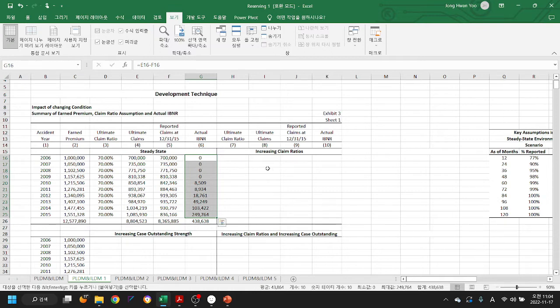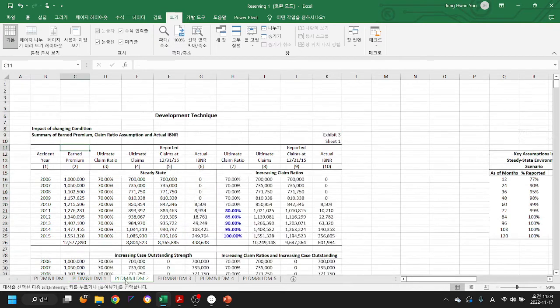And I can assume the ultimate claim ratio might be increasing. So for example, all the same up to 2010. But starting from 2011, the claim ratio is increased up to 10% and 5% later on for the following years.